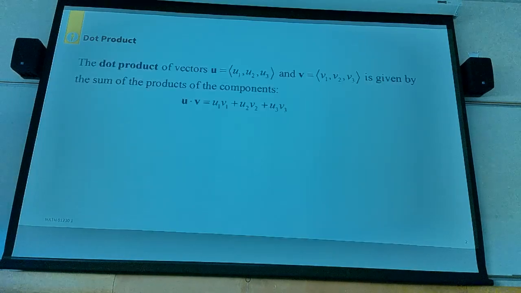So say we're given two vectors, u1, u2, u3 and v1, v2, v3. The dot product is defined to be the sum of the products of the corresponding components. So u dot v is u1 v1 plus u2 v2 plus u3 v3.